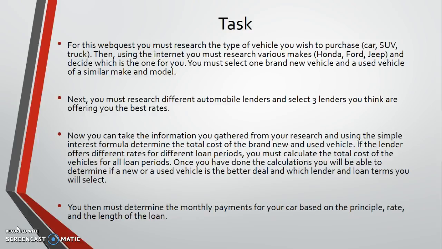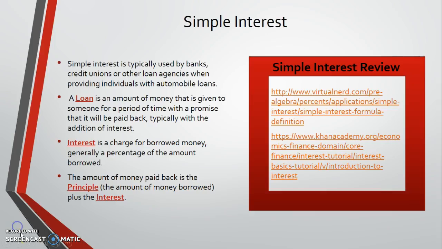Once you have done the calculations, you will be able to determine if a new or a used vehicle is the better deal and which lender and loan terms you will select. You then must determine the monthly payments for your car based on the principal, rate, and the length of the loan. Simple interest is typically used by banks, credit unions, or other loan agencies when providing individuals with automobile loans.